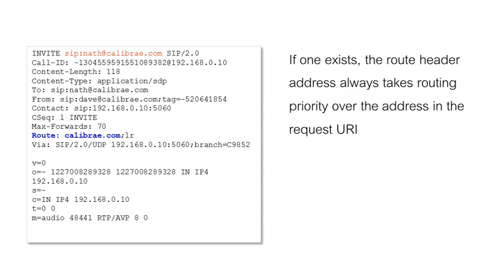So here's an important rule about route headers. If one exists, the route header address always takes priority over the address in the request URI. Because of this route header, the request will go to the Calibre server, not to the address here in the request URI.